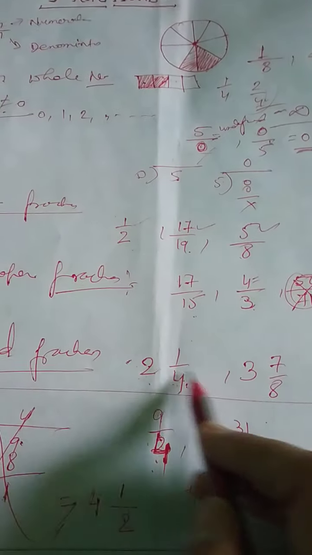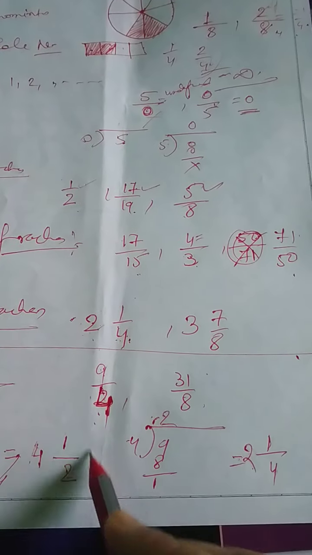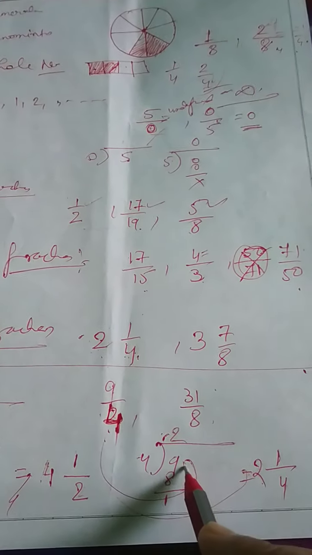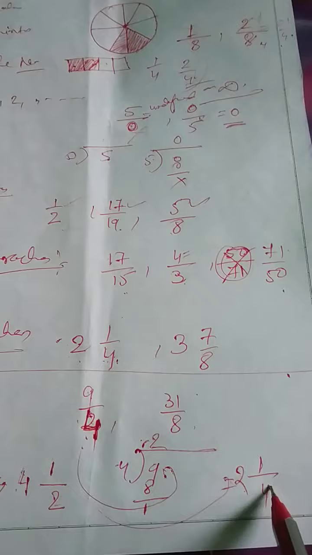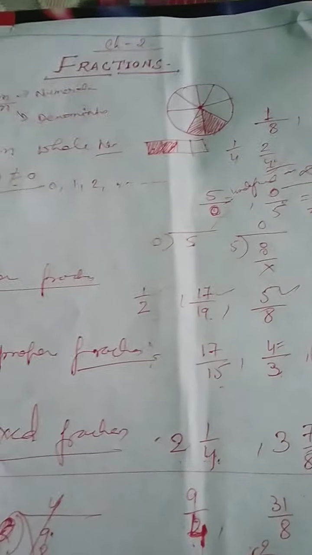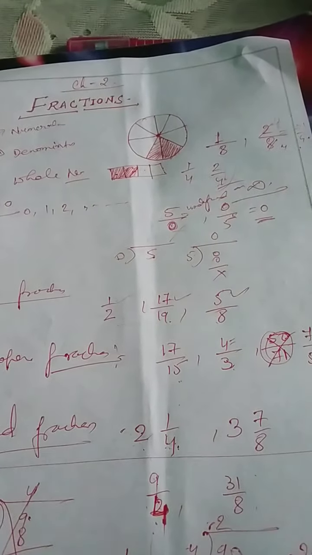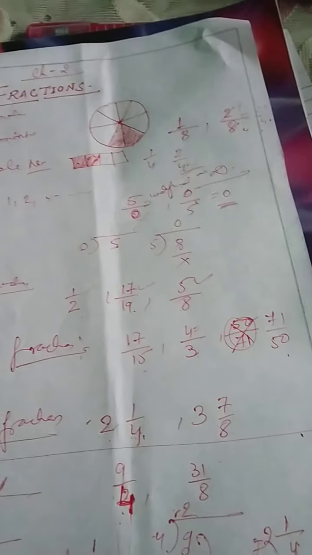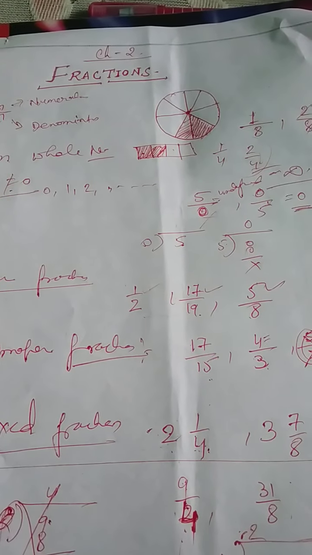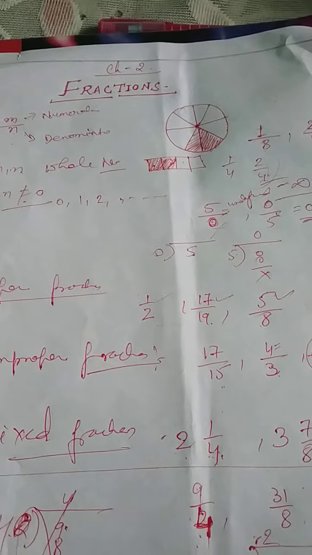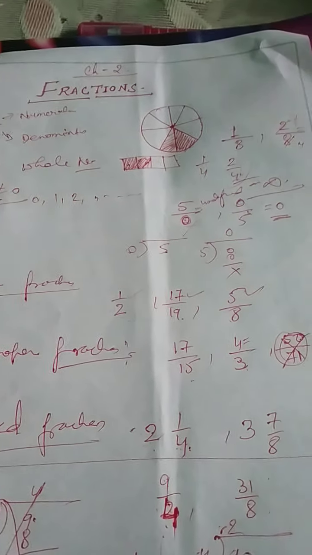This is how we can change mixed into improper, and if you want to change improper into mixed, you have to divide and write it in this way. Got it? You have some questions in your book that you have to do, changing mixed into improper and improper into mixed. And we have some more things, like how we can reduce a fraction into its simplest form.